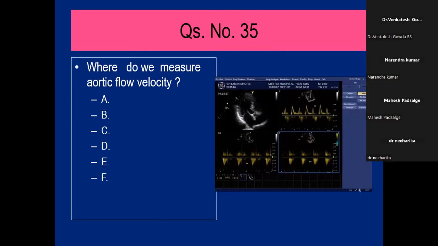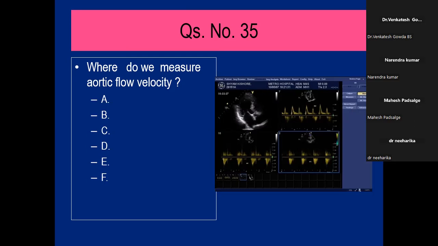Where do we measure aortic flow velocities? In which all views? Mahesh, go ahead. Sir, we can check in 5-chamber view, then 3-chamber view also. 4-chamber, 5-chamber and 3-chamber view will be better. Total 6 windows are utilized for assessing aortic flow velocities.